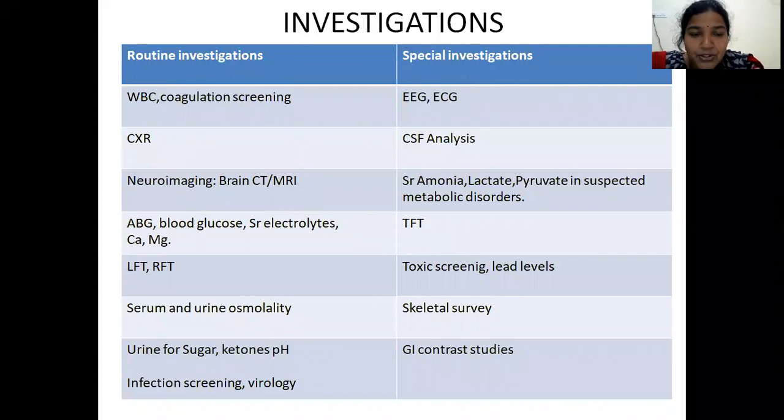So serum and urine osmolality should be done. Urine for sugar, ketones, pH, and infection screening along with virology should be done. Special investigations like EEG and ECG should be done. CSF analysis should be done in case of suspected meningitis. Serum ammonia, lactate, pyruvate in suspected metabolic disorder should be done. And thyroid function tests along with toxic screening and lead levels. Skeletal survey and GI contrast studies can be done. So first we go for the routine investigations, and only after that we go for the special investigations.